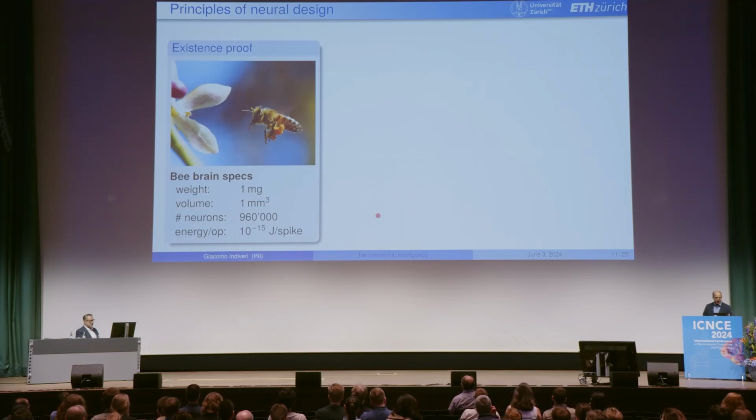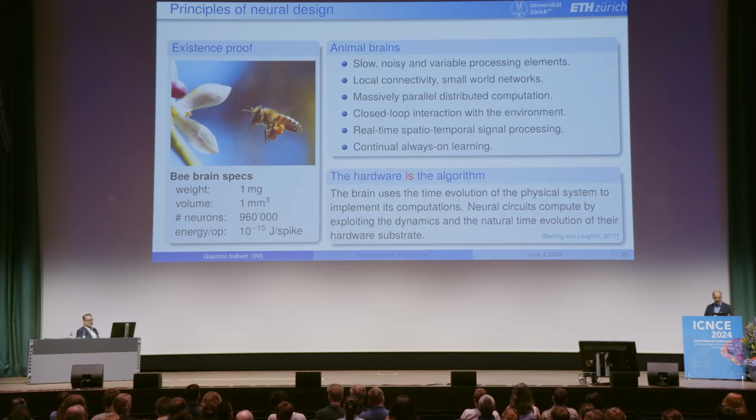And these computers that are in the heads of bees or in the body of the bee are really amazing. They weigh less than 1 milligram. They occupy less than 1 cubic millimeter of volume. They have less than 1 million neurons, way less than the number of transistors we can actually put on chips. And the energy of any spike is really low, 10 to the minus 15. So if we want to reproduce this, the technology is there. But how can we actually build an artificial device that has the same properties of these animal brains? Some very nice design principles are the ones that were proposed by Sterling and Laughlin in their really nice book in 2017.